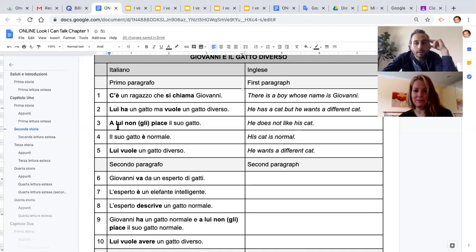Great. Number 3. Now, if you see here, there's a parenthesis. For now, I will not use the parenthesis. I will actually use this part, a lui. You can either use a lui, non piace il suo gatto, or you can erase a lui and just use non gli piace il suo gatto. They both mean the same thing. So right now, let's practice with a lui. A lui non piace il suo gatto. One more time. A lui non piace il suo gatto. Go ahead and repeat now.